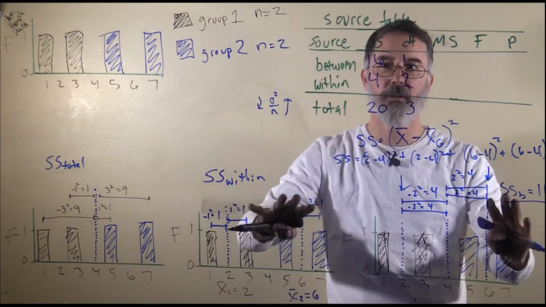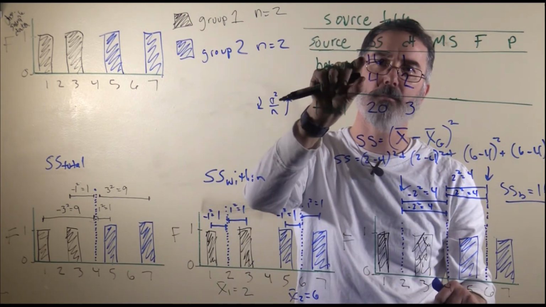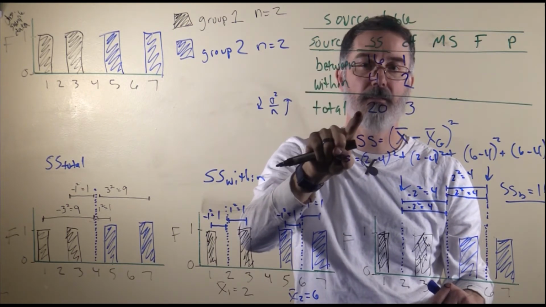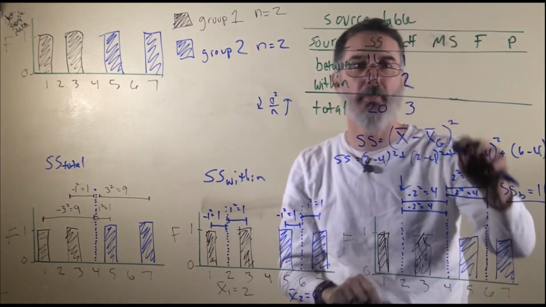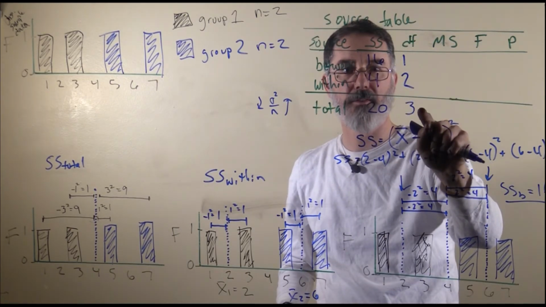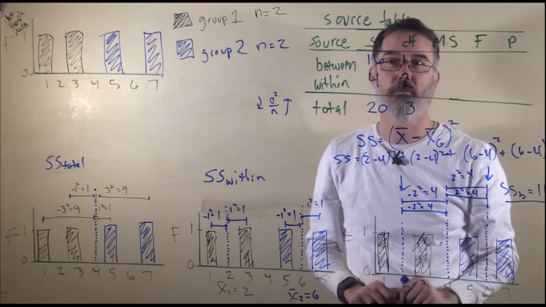And the way this should work is our sums of squares total should equal the sum of our sums of squares between and our sums of squares within, which worked out just fine in this case. So that's a way to check your answers. And our degrees of freedom between and within should add up to the degrees of freedom total. So that also worked out well in this case. We were able to check our work that way.